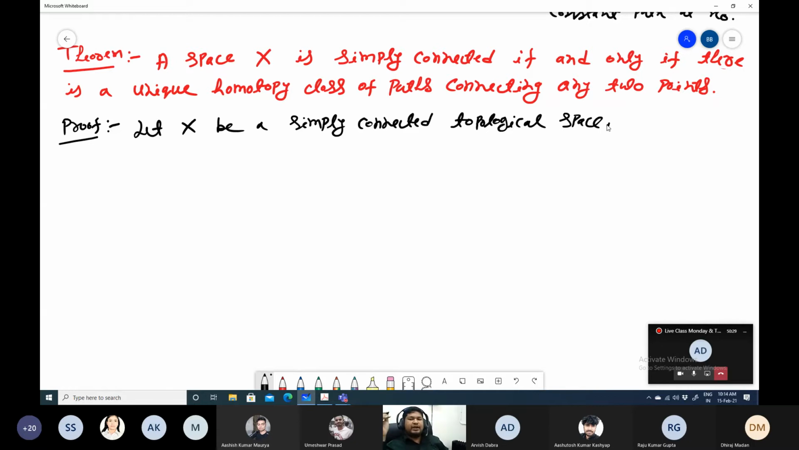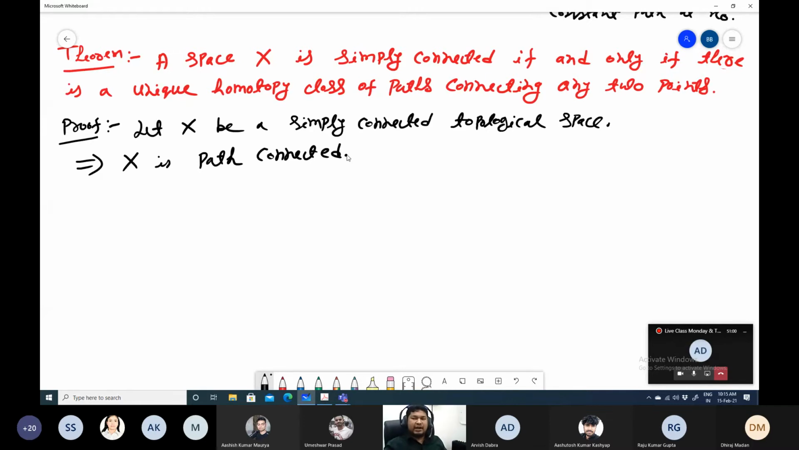Okay, so first we assume X is simply connected. Then we prove that if we choose any 2 points and any two paths connecting them, then they are homotopic. We have to prove that. Now since X is simply connected, that means it is path connected, right? Now that implies X is path connected, because simply connected implies path connected.